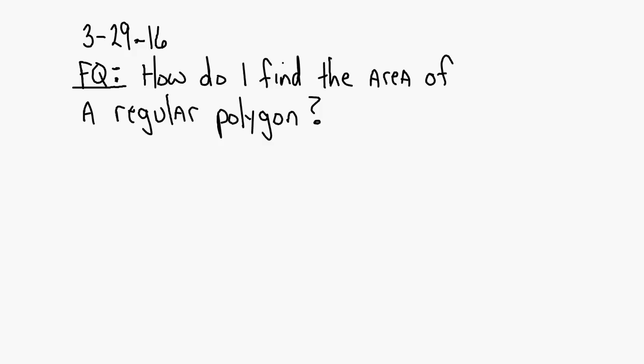The formula for the area of a regular polygon is equal to 0.5 times little letter a times big letter P. Little letter a represents the apothem.